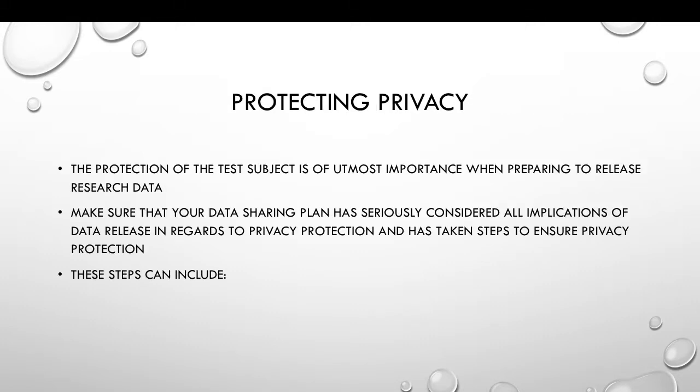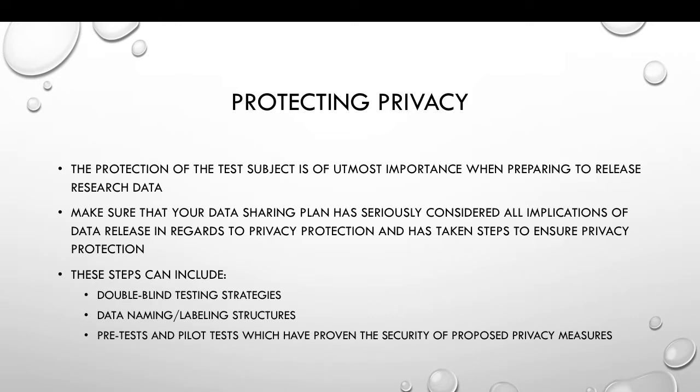The importance of protecting test subject privacy is underscored many times in the NIH application process. It is important to make sure that your data sharing plan addresses these privacy concerns and outlines clearly the steps that will be taken to ensure privacy. These steps can include double-blind data collection, data naming and labeling structures in which identifying information, such as names or birth dates, are not used, and the incorporation of pre-testing, which proves that the measures that will be taken do adequately protect test subject privacy.